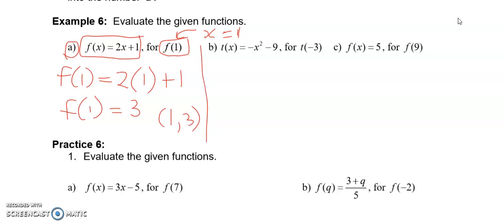It's really, really straightforward. The part B there, let's look at that one. What is t of x? Okay, so they're naming this function t, no big deal. The independent variable is x.